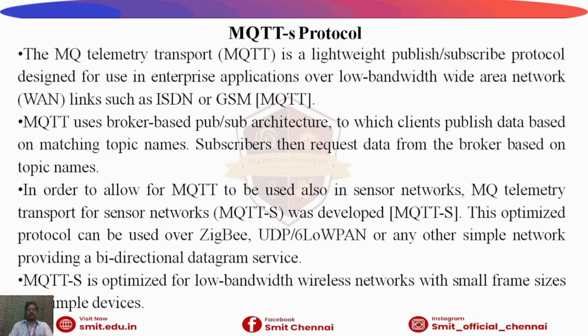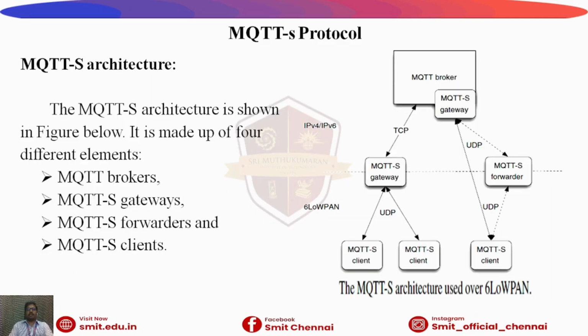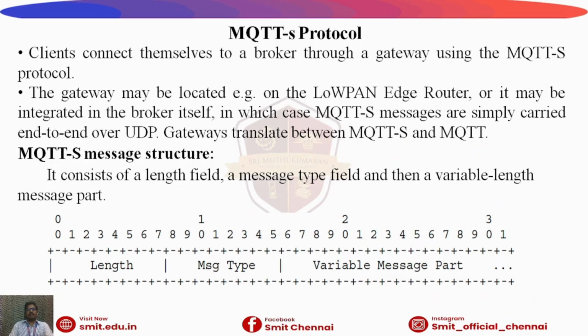MQTT is a lightweight protocol. MQTTS is an optimized version developed specifically for sensor networks. It operates over UDP and supports small devices with limited resources. So it is made up of 4 different elements: MQTT brokers, MQTTS gateway, MQTTS forwarders, and MQTTS clients. MQTTS reduces overhead while maintaining scalability and reliability. It is widely used in IoT applications.